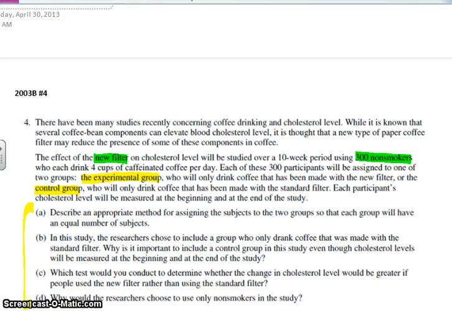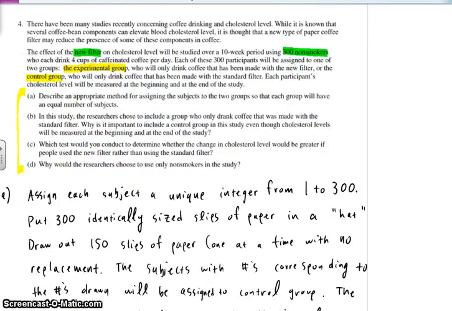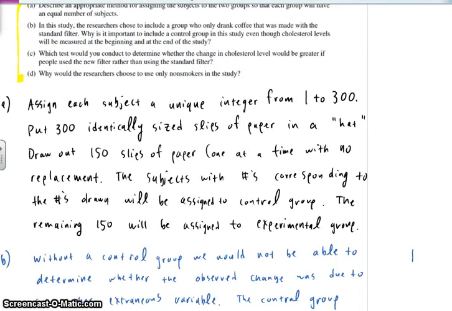Part A, we're supposed to describe an appropriate method for assigning subjects to the 2 groups. Okay, so we're not designing an experiment. We know it's a completely randomized design with 2 groups, and we need to describe a method. Okay, there are many ways to do this, and I'll provide an example of one, and we'll call this the HAT method, which is sort of a simple way to explain what's going on.